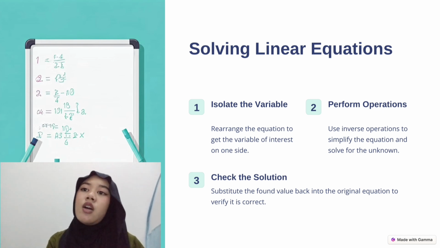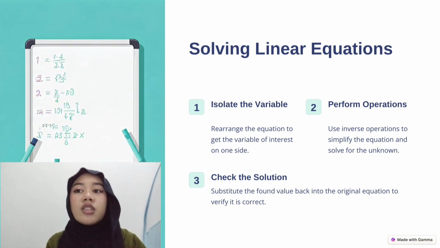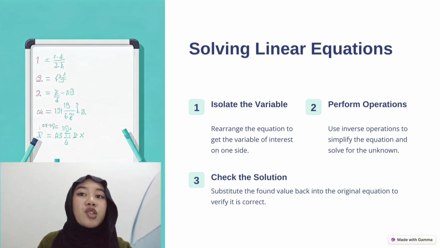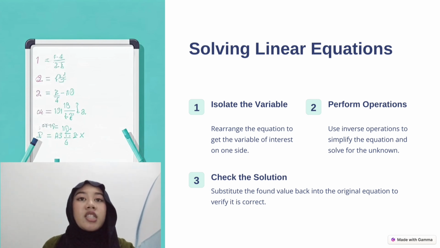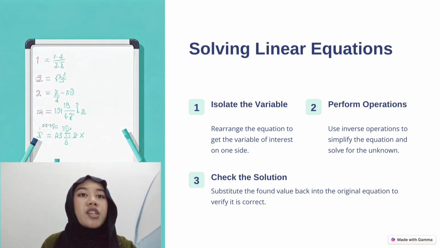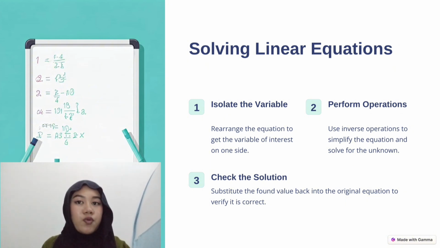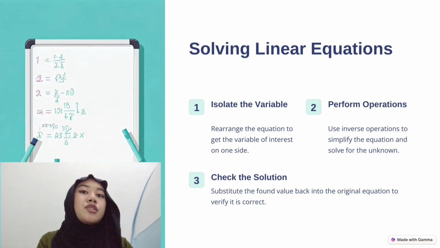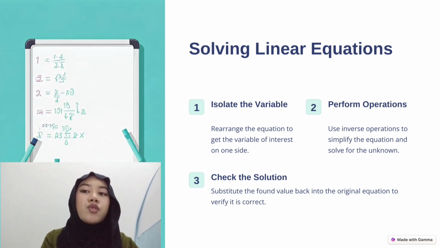Solving linear equations. 1. Isolate the variable. Rearrange the equation. 2. Get the variable of interest on one side to perform operations. Use inverse operations to simplify the equation and solve for the unknown. 3. Check the solution. Substitute the found value back into the original equation to verify it is correct.